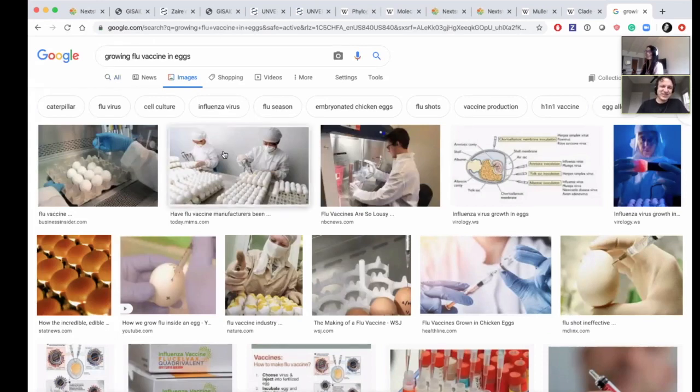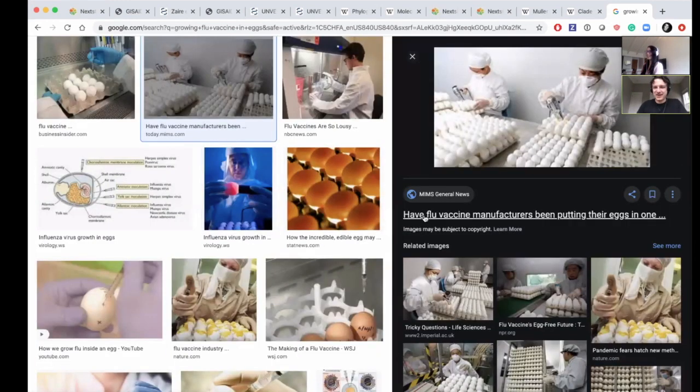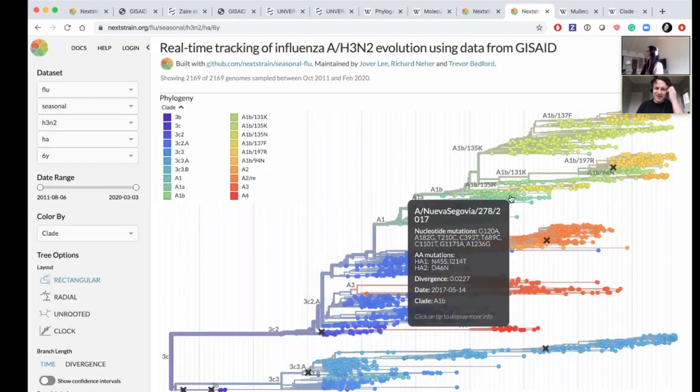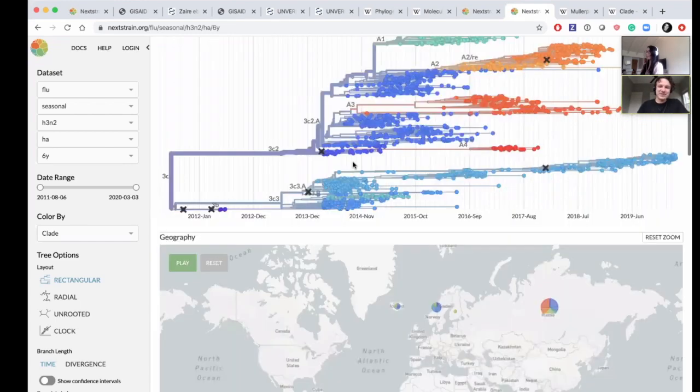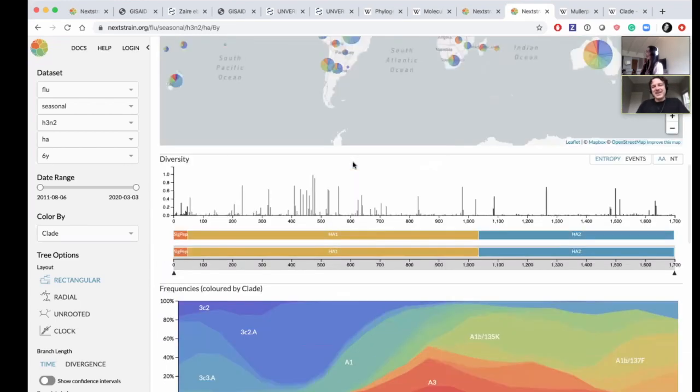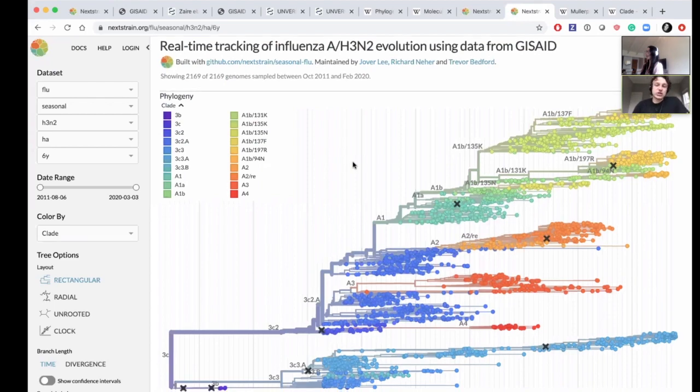If you didn't know, the flu vaccines are, to my understanding, grown in eggs over time. Wow. You've got to pick a clade you want to defend people against. So all right, this is just something else.